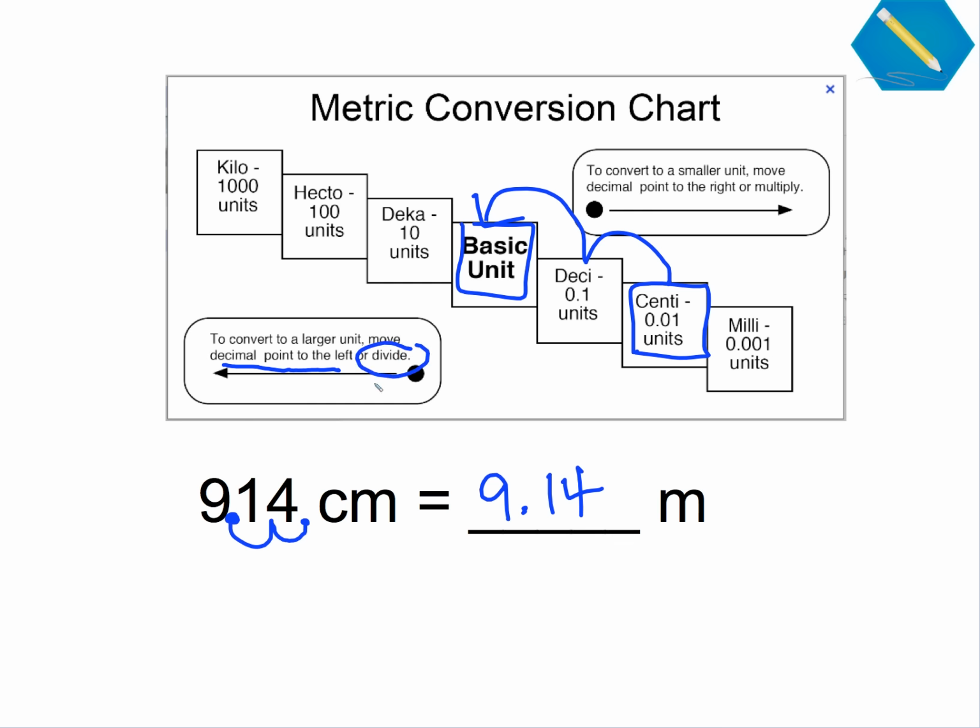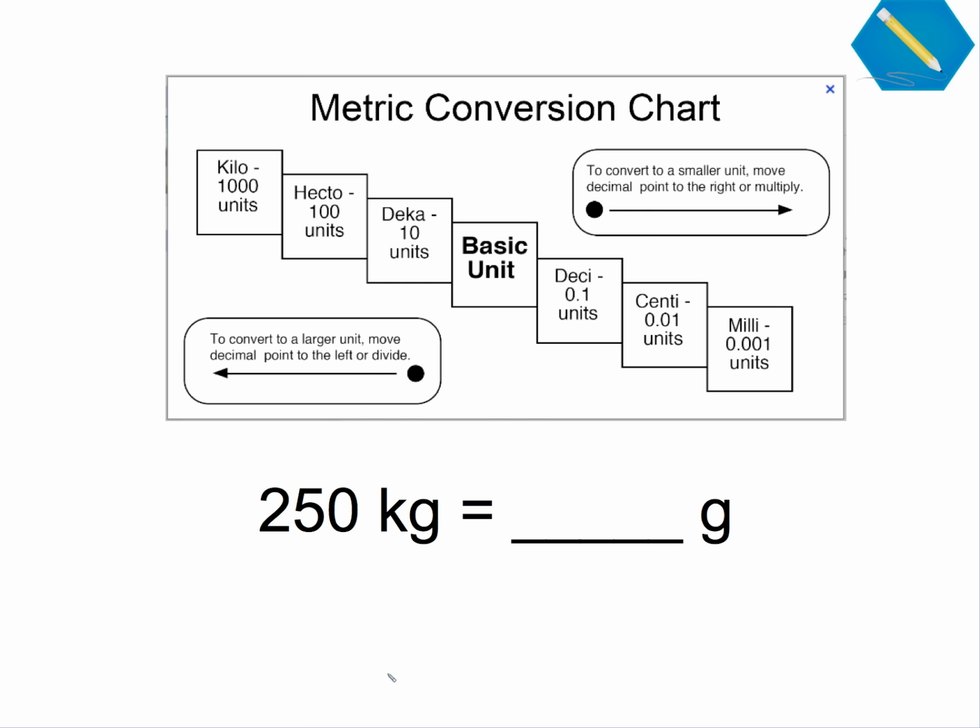Again, it says you could divide as well. So since we moved 2 spaces, I want to divide by 100 because 100 has 2 zeros. So 914 divided by 100 again would be 9.14. Just depends whether you prefer to move the decimal or multiply and divide. And the last example here, 250 kilograms to grams.